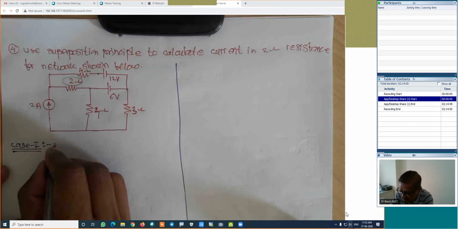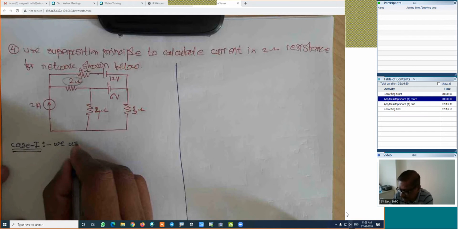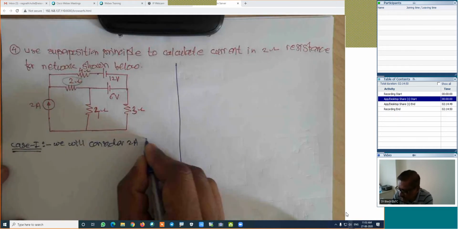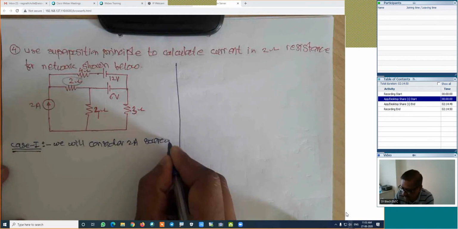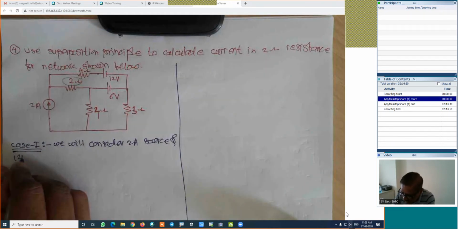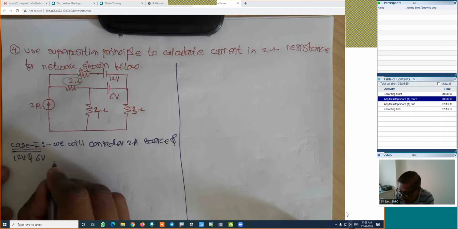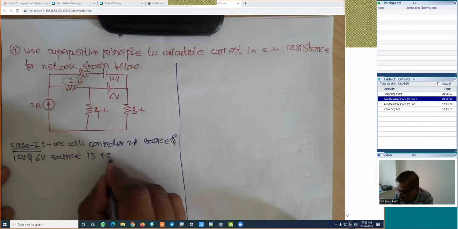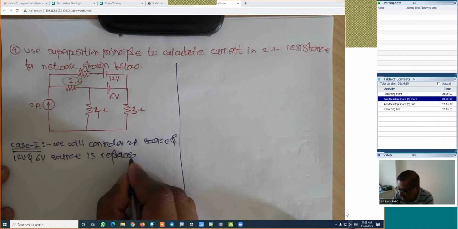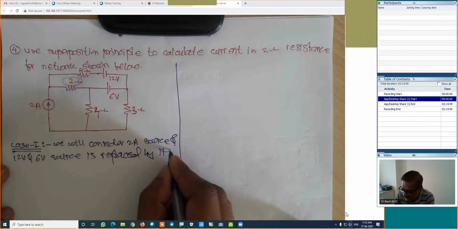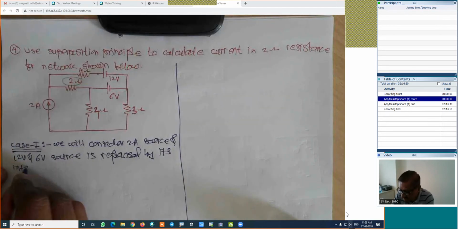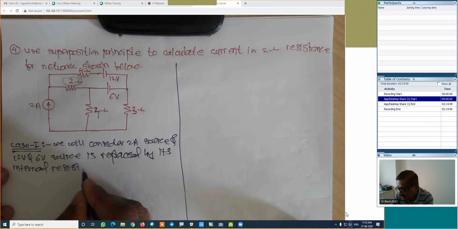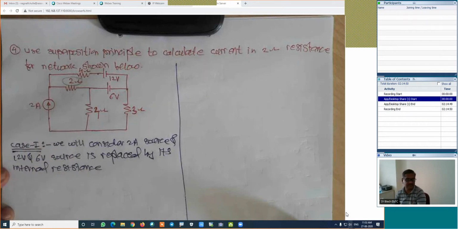We will consider the 2 ampere source, and the 12 volt and 6 volt sources are replaced by their internal resistance. Is it right? Its internal resistance.